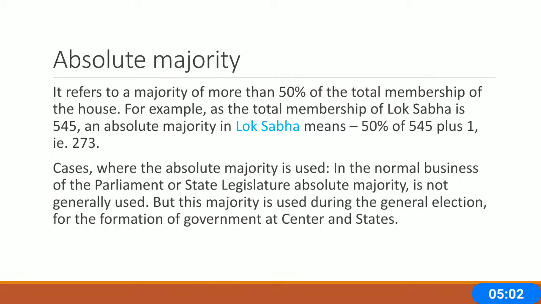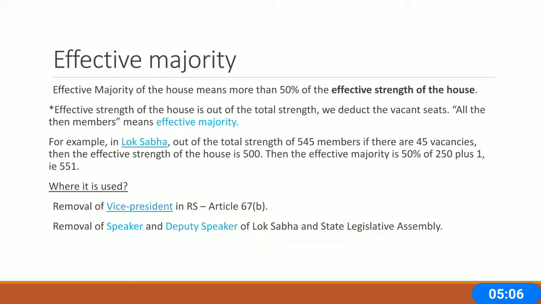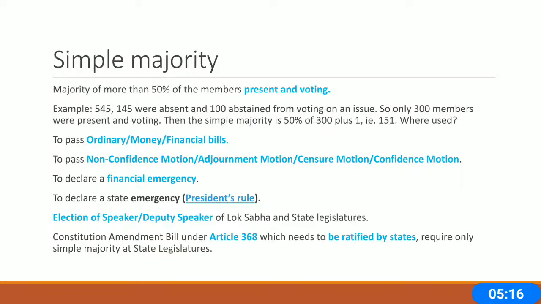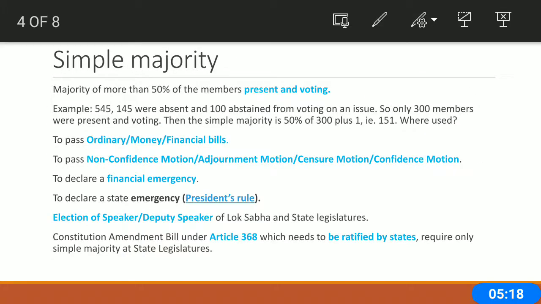Now we understood what the total membership of the house is: it is 545. The effective strength of the house can be calculated by deducting vacant seats. Now there is another term, present and voting members. Here we should deduct the members who don't want to vote.